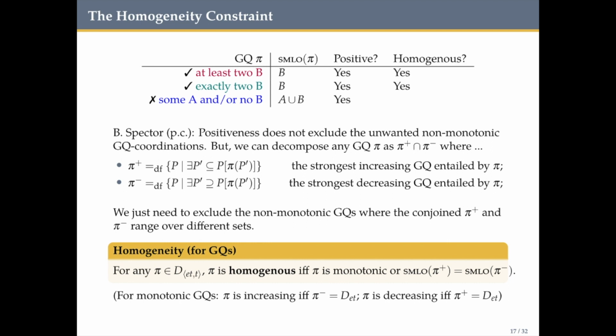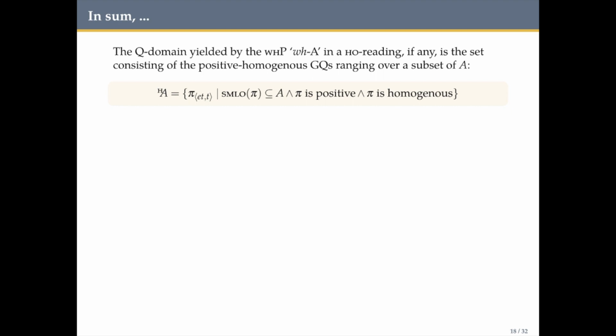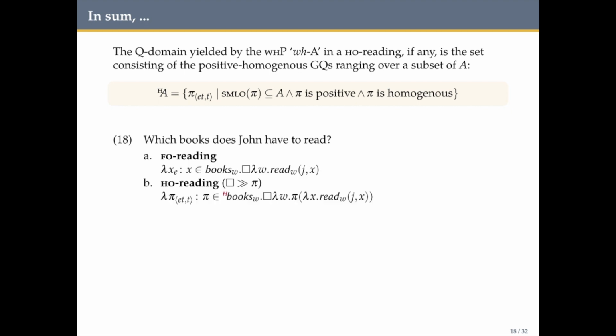By this definition, exactly two B is homogeneous because its pi plus and pi minus both range over the set B, while some A and no B is not homogeneous because its pi plus ranges over the set A, while its pi minus ranges over the set B. In sum, for the which-phrase of the form WH A, the Q domain earned by the which-phrase in the higher-order reading is the set consisting of the positive homogeneous GQs ranging over a subset of A. I represent this set as H A.